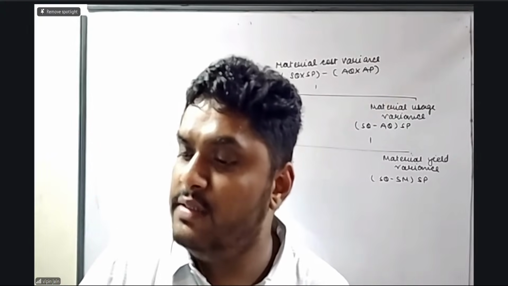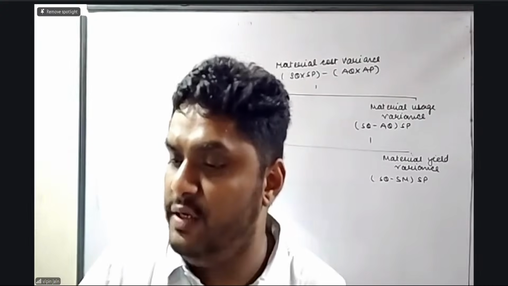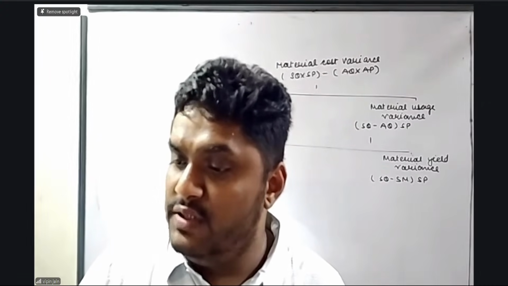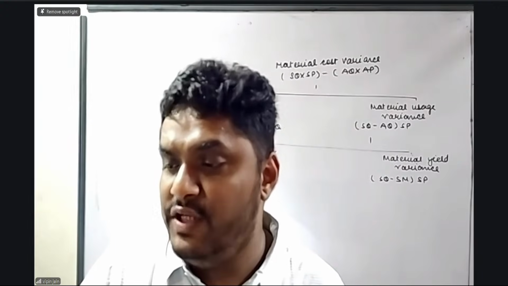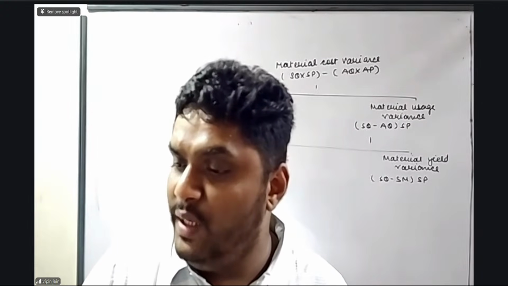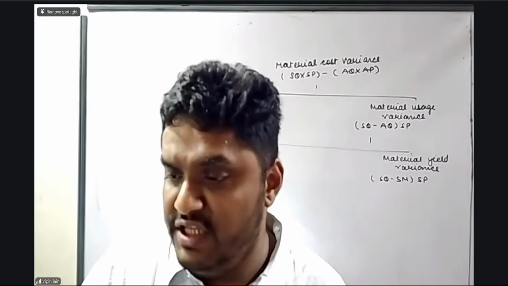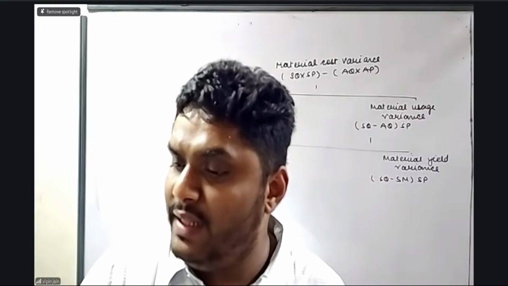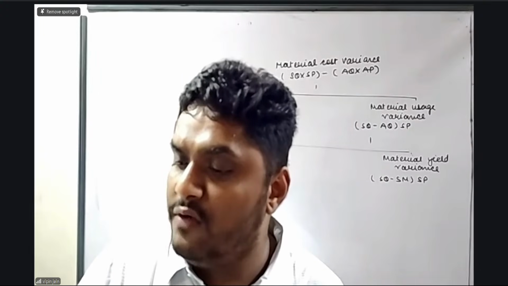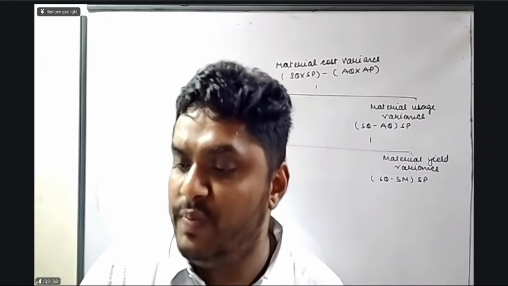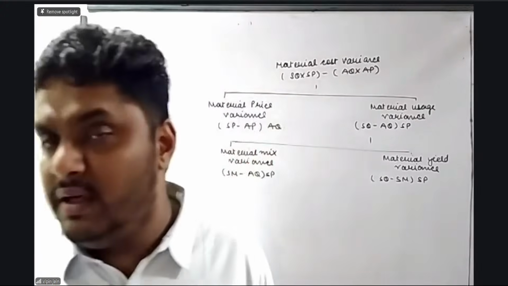NXC manufacturing concern furnishes the following information, wherein standard data is given, that is material for 70 kg of finished product, 100 kg is the input, and the price of material is rupees 1 per kg. When talking about the output, the actual output was 2,10,000 kgs, material used was 2,80,000 kgs, and the cost of material was 2,52,000. You are required to calculate cost, price, and usage variance. So let's start with illustration number 2.